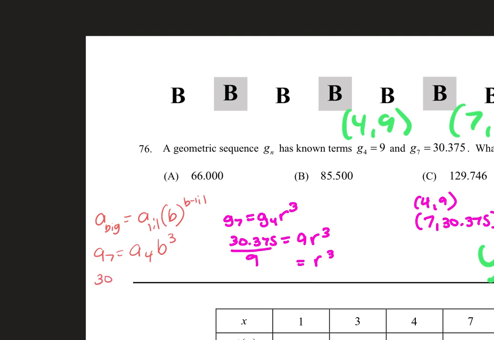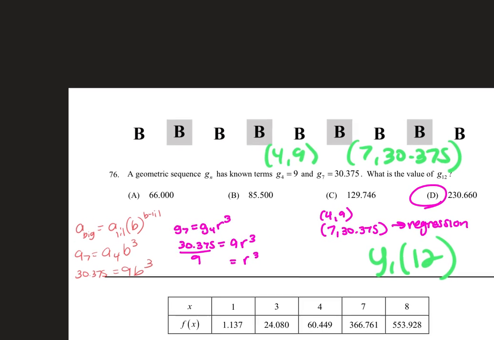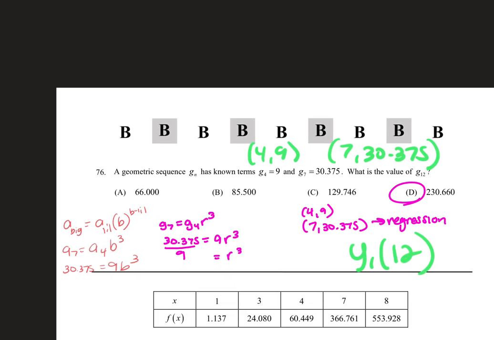30.375 equals A4, which is 9, times B to the third. And then I would divide both sides by 9, and then I would cube root my answer. That's going to give you B. You still then have to find the 12 by either setting up your big little with 7 or your big little with 4. Regression's way easier.